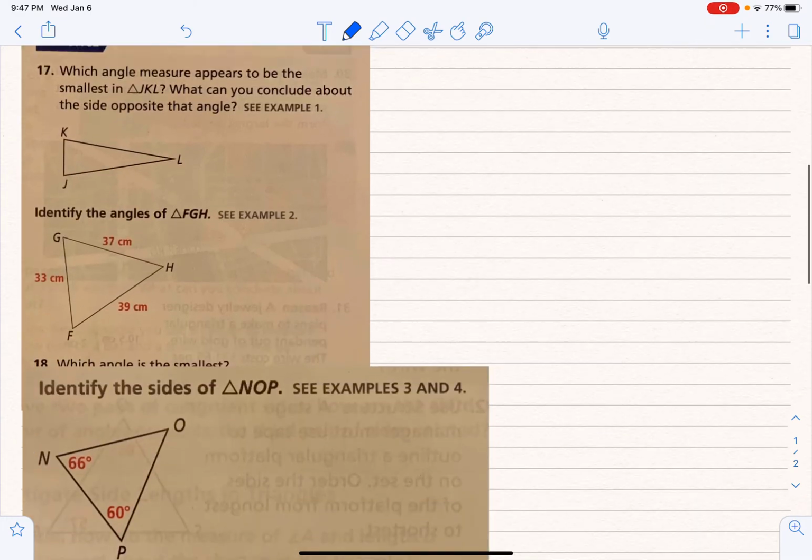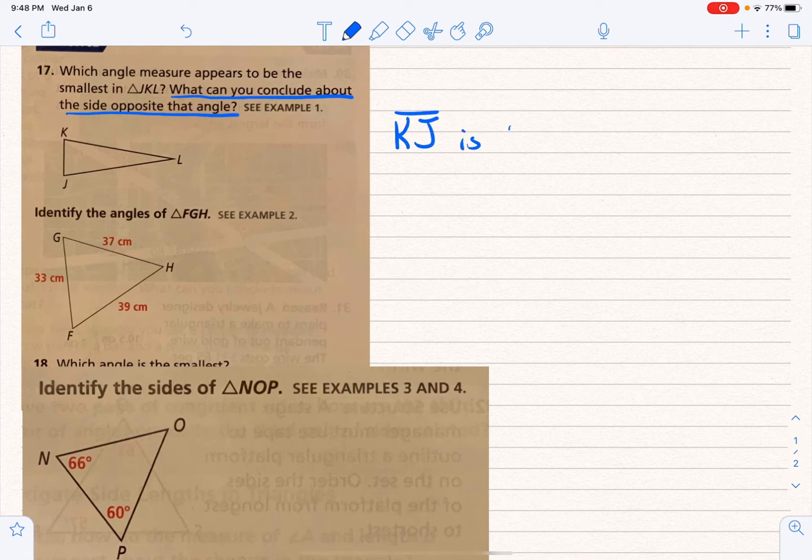Okay, number 17 says, which angle appears to be the smallest in triangle JKL? Well, clearly L appears to be the smallest. The question then is, what can you conclude about the side opposite of that angle? Well, we can conclude that side KJ is the shortest side. That's pretty simple.